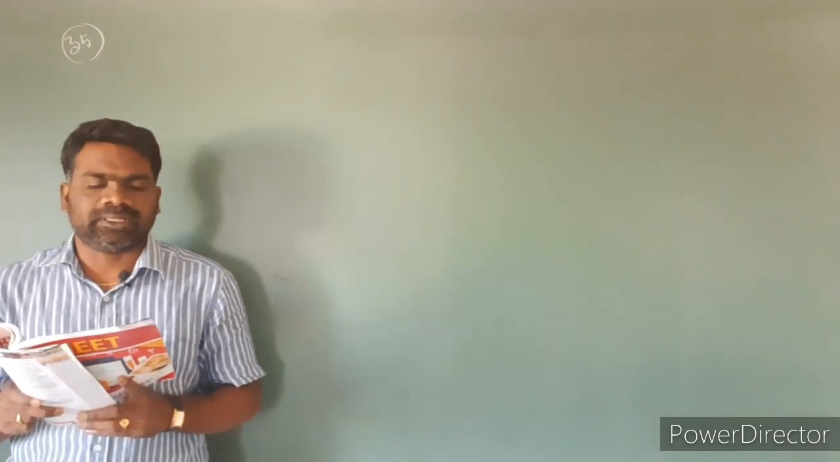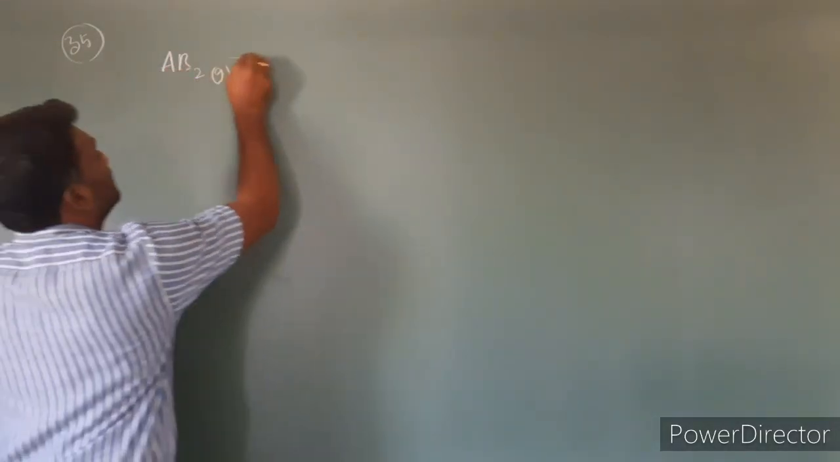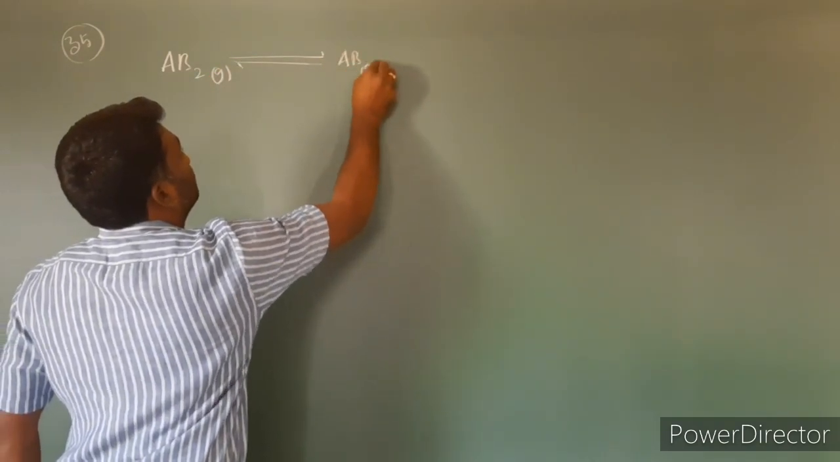Next, question number 35. Look at question number 35. AB2 dissociates as AB2 gives rise to AB plus B. When the initial pressure of AB2 is 600 mm of Hg, the total equilibrium pressure is 800 mm of Hg. Calculate Kp for the reaction, assuming that the volume of the system remains unchanged. First, let us write the equation. AB2 gives rise to AB plus B.